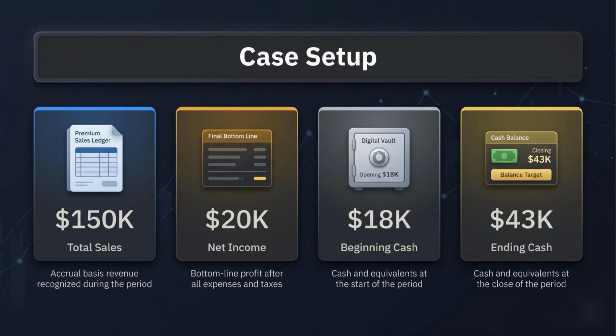Riverstone Components Inc. has total sales of $150,000, net income of $20,000, beginning cash of $18,000, and ending cash of $43,000. These four numbers frame the entire preparation exercise. Sales are accrual basis revenue, so they are not automatically equal to cash collected. Net income is the starting point for the indirect method proof. Beginning cash and ending cash give us the control total. These facts may look simple, but they are powerful. If we respect them from the start, the final statement has a much better chance of behaving itself.